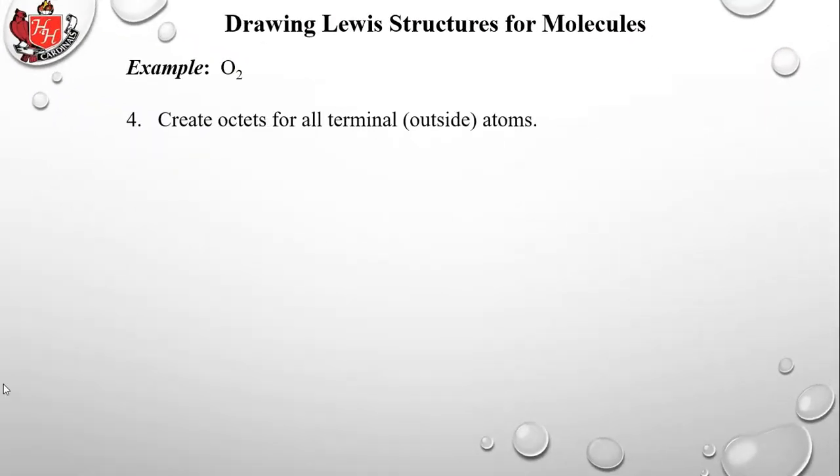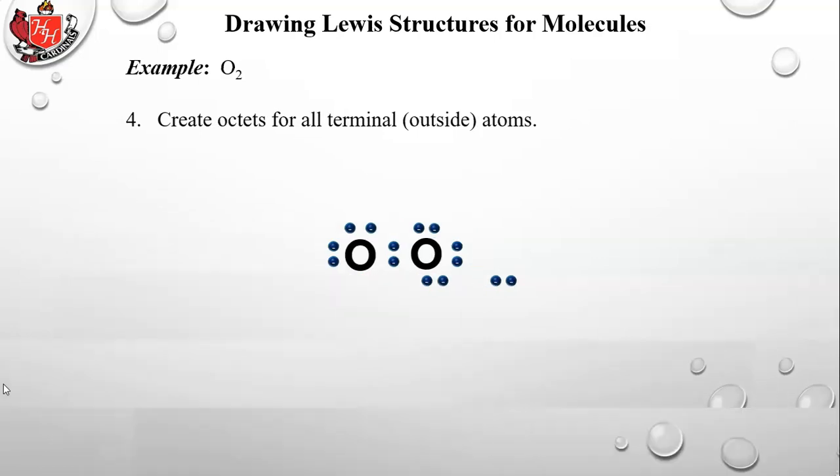4, create octets for all terminal outside atoms. They're both considered to be terminal atoms since they're both on the outside. So we're going to go ahead and put octets around both of them. You can see both oxygens now have an octet. They share those 2 central electrons, so those count for both of the oxygen atoms. So they both have 8. Now, if you count how many total electrons there are, you have 14. That's too many. We only had 12 to start with. We can only end up with 12.